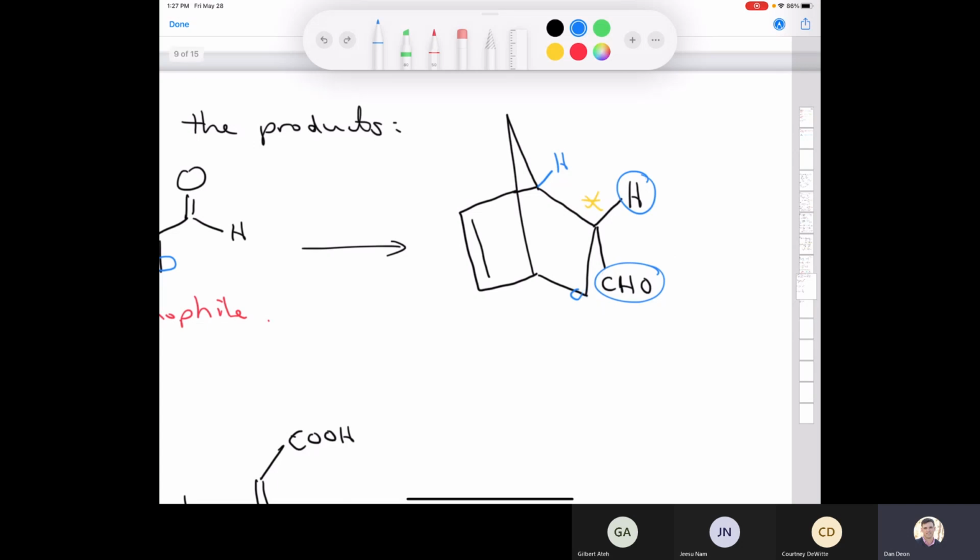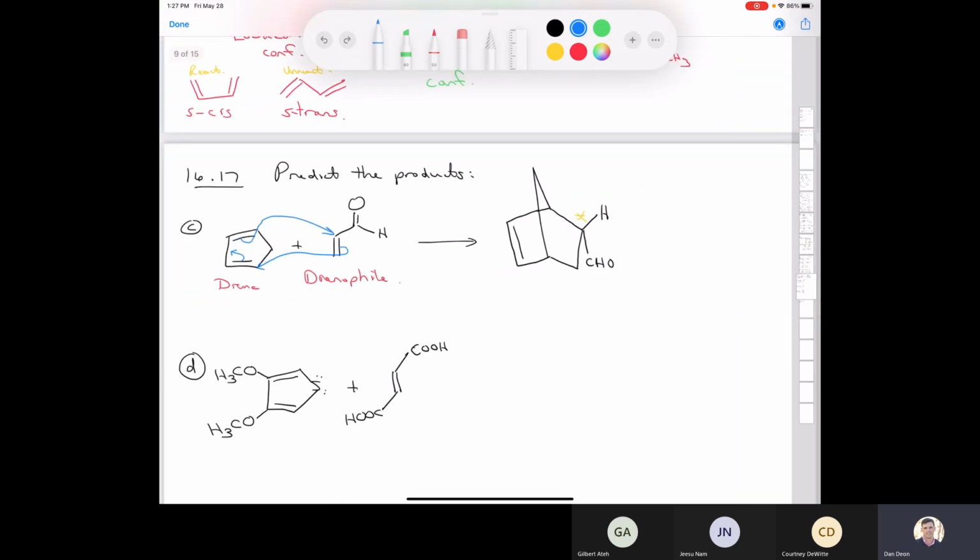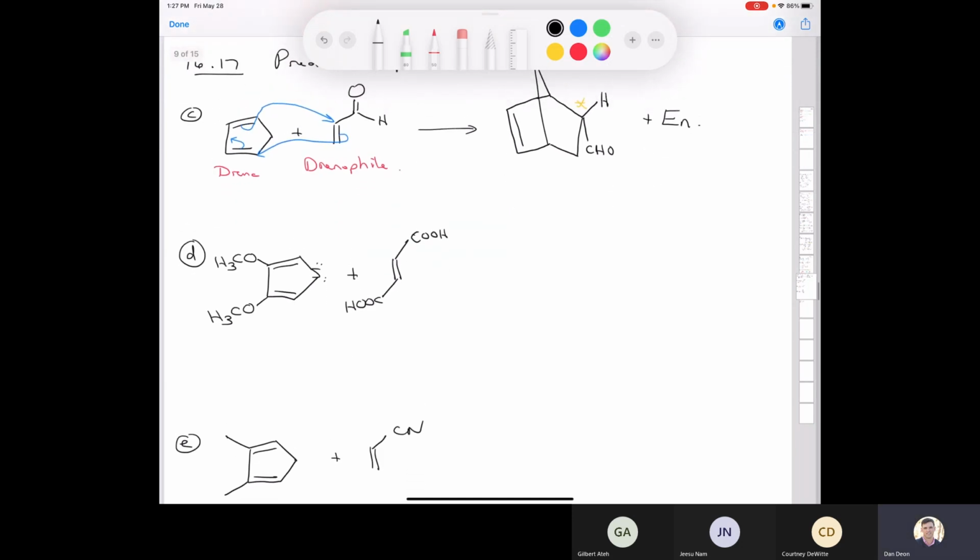And so we could form this compound, and we could also form its enantiomer. So you can either write plus enantiomer, or you could try to draw the enantiomer, which is just the mirror image. But I'll just write down here plus enantiomer like that. All right, there we go. Let's move on to the next one.